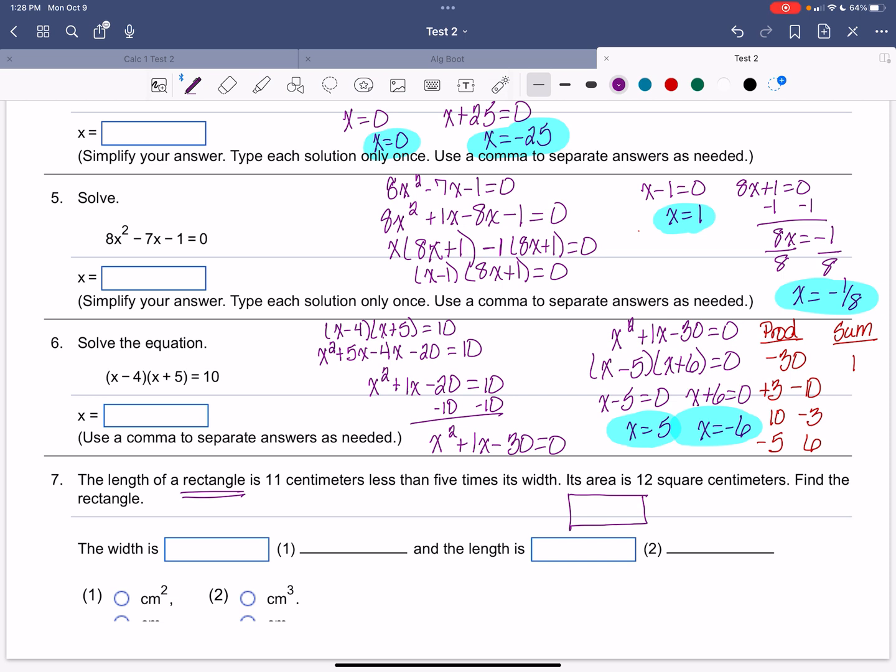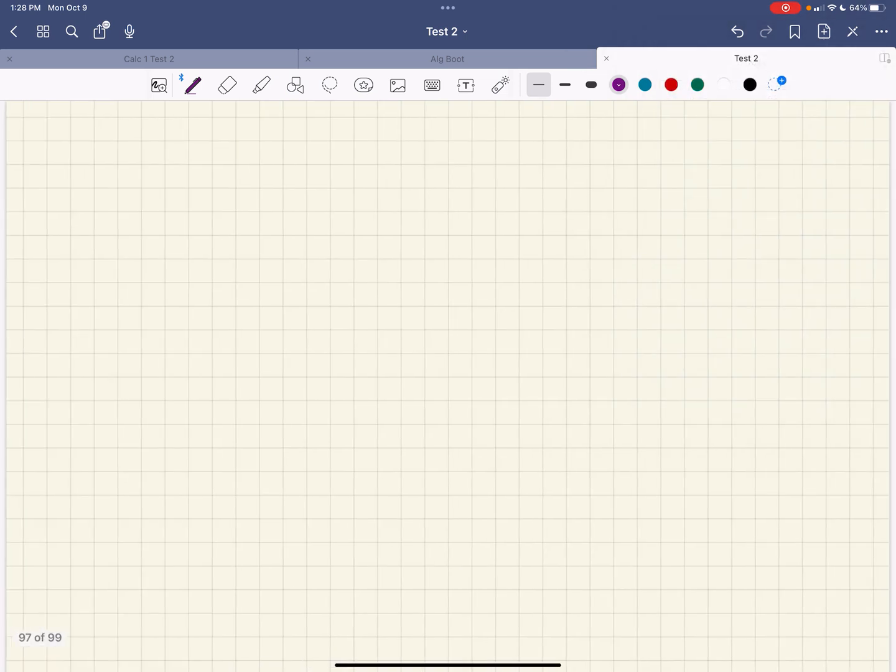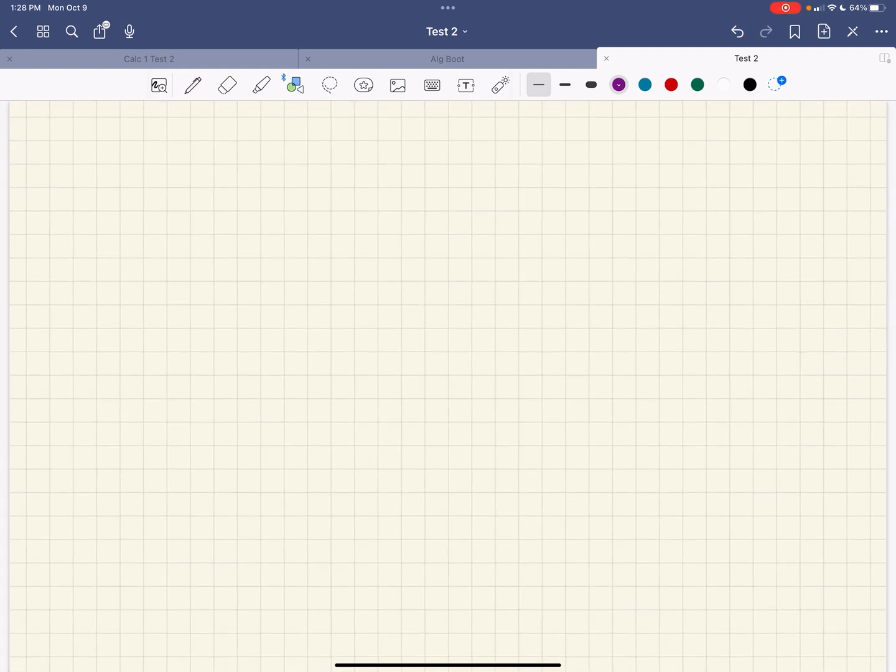The length of a rectangle is 11 centimeters less than 5 times its width. I'm actually going to draw my rectangle over here, because that's going to give us a little bit more room. We know that a rectangle has a length and a width. How do I find the area of a rectangle? Length times width.